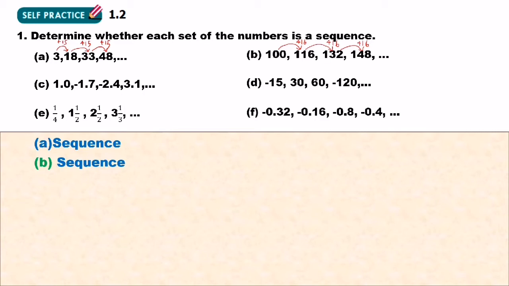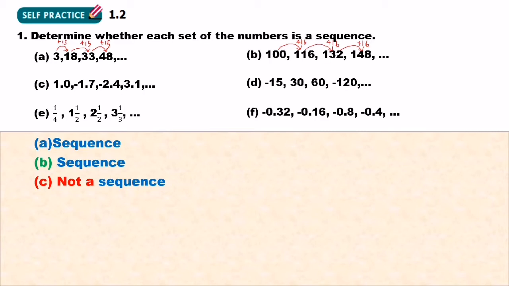C. 1.0, negative 1.7, negative 2.4, 3.1. So the first one is a positive number. The second one is a negative number. Suddenly the third one is also negative. Then the fourth one is positive. So this one is not a sequence.